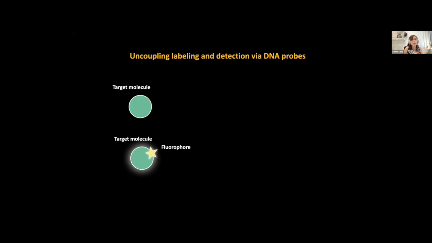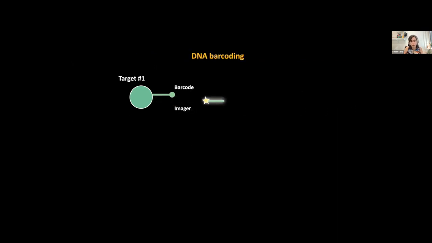And to circumvent this spectral overlap, we can instead uncouple the labeling from detection by using DNA-based reversible probes. In this case, we barcode the target, either directly or via probes, with short DNA sequences that will be used as docking sites for complementary fluorescent strands, which are called imagers. The good thing is that this hybridization-based detection is really controllable, because we understand the factors around this hybridization. So we can really modulate that and reverse it when we need to.